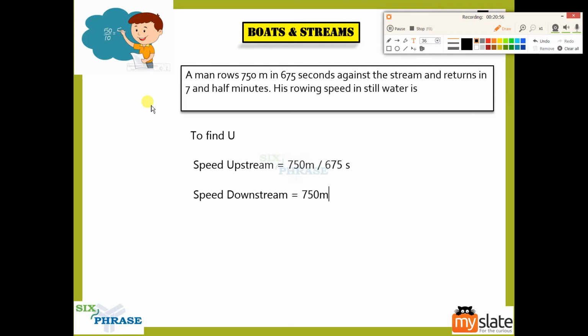So speed downstream will be equal to 750 meters by what is 7.5 minutes? 7 minutes is how many seconds? It is 420 seconds, right? And half a minute is 30, so this will give you 450 seconds. You can see the time is considerably less for downstream, because downstream speed will always be more. So 750 meters for 450 seconds.